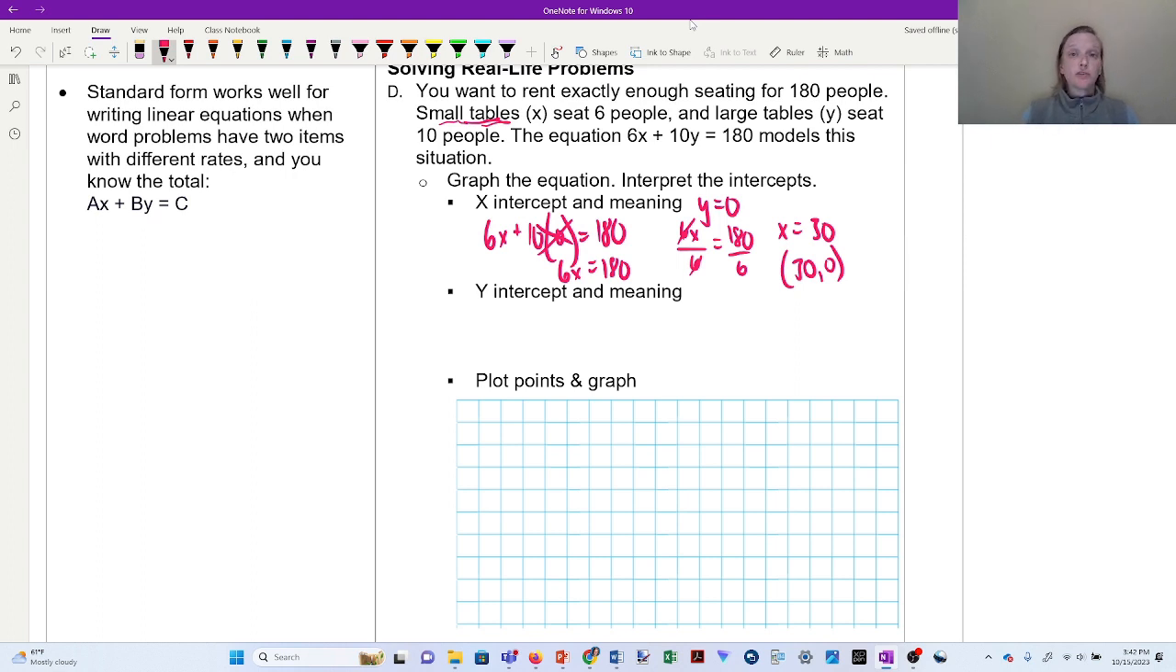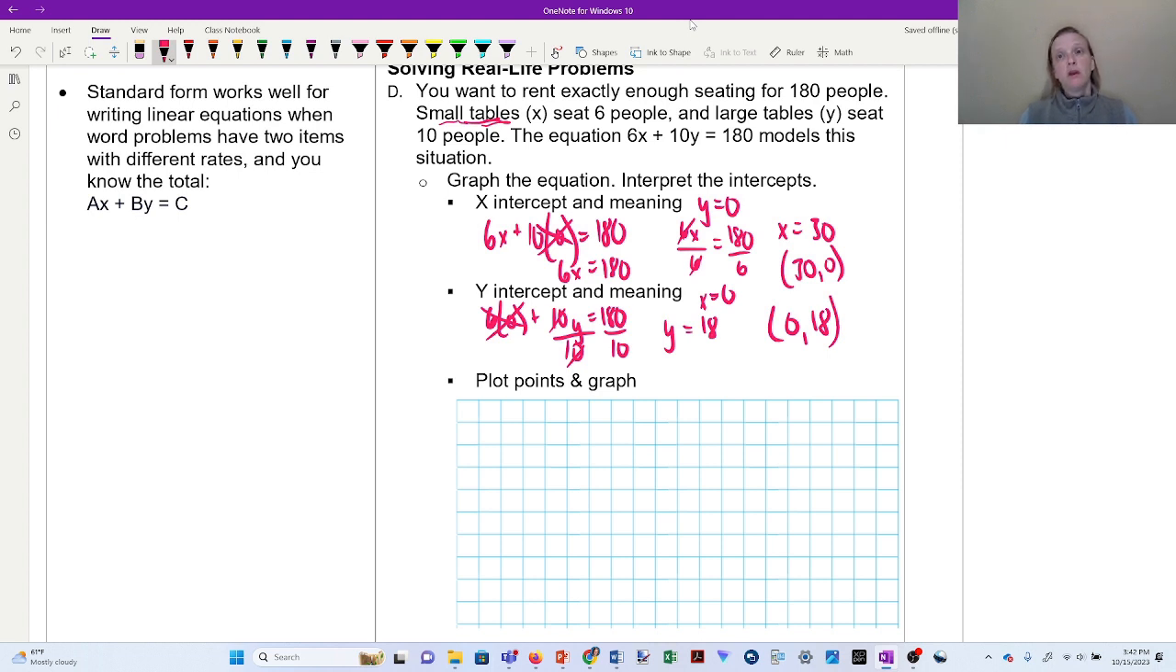Now to do the y-intercept, the y-intercept is when x equals 0. So I'm going to plug in 0 for x. 6 times 0 plus 10 times y equals 180. This portion of my equation disappears. I'm left with 10y equals 180. So I'll divide both sides by 10, and that gives me y equals 18. So when x equals 0, y equals 18. That's going to be one of the points on my graph as well.